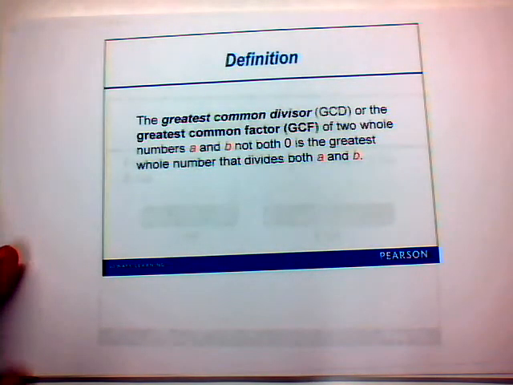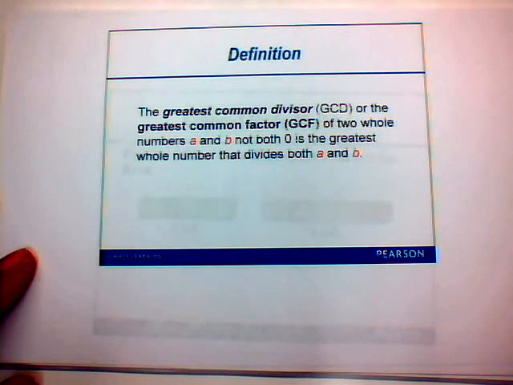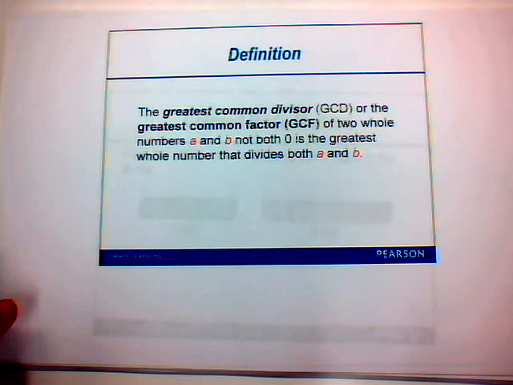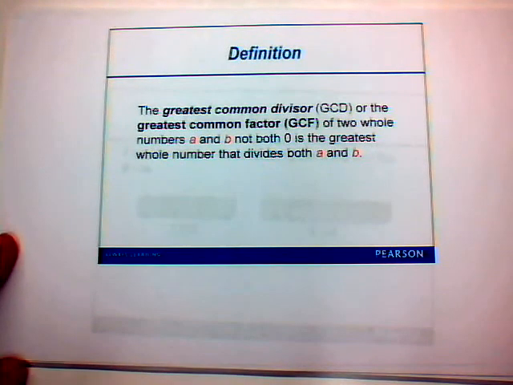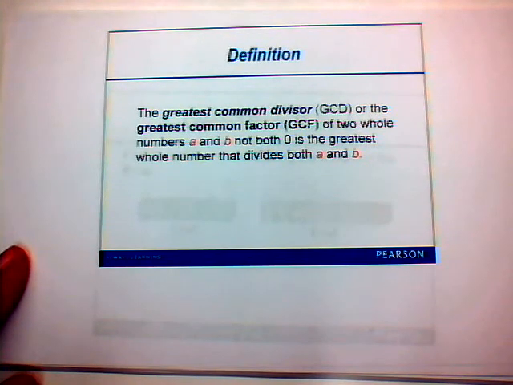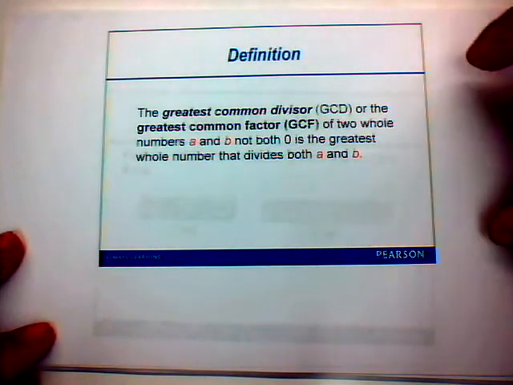So this is pretty much the definition of the greatest common divisor, abbreviated as GCD. Some textbooks call the greatest common divisor the greatest common factor, or GCF. Now this is for 2 whole numbers, A and B, not both 0. The greatest common divisor, or the greatest common factor, is the greatest whole number that divides both A and B. In other words, that's the largest whole number that can go into the 2 numbers, A and B.